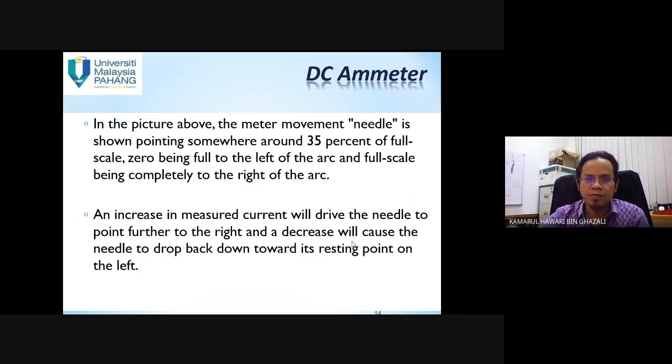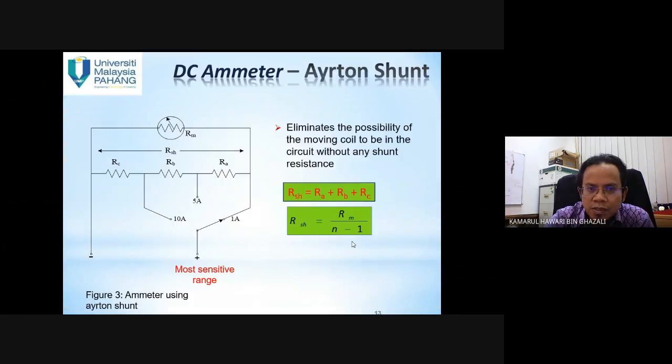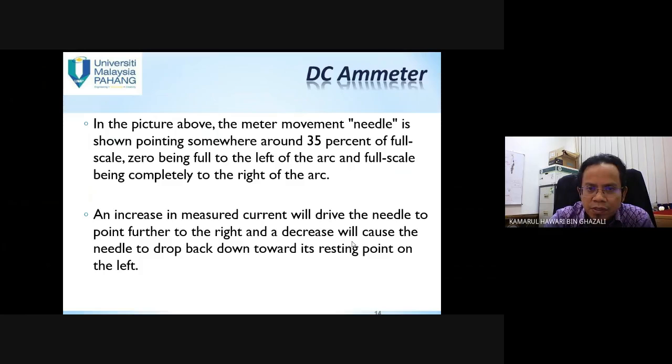So in the picture above, the meter movement needle is shown pointing somewhere around 35% of full scale, with 0 being full to the left of the arc and full scale being completely to the right of the arc. An increase in measured current will drive the needle to point further to the right, and a decrease will cause the needle to drop back towards its resting point on the left. So this is a very basic definition of the DC ammeter.